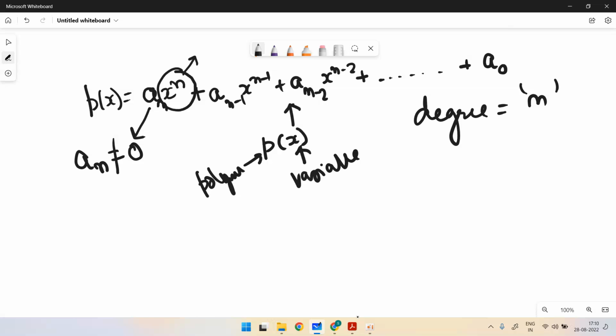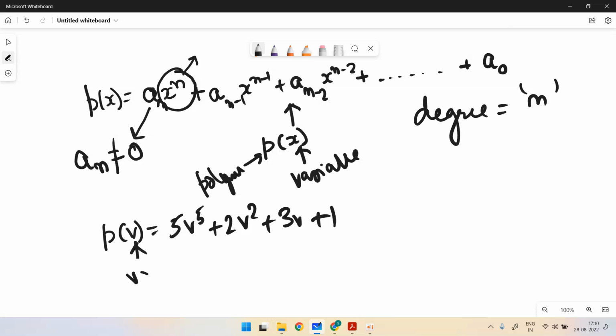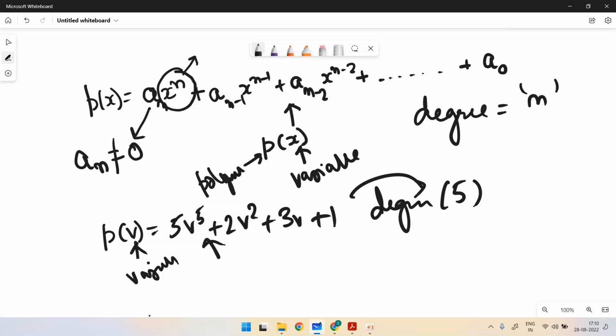Now it doesn't mean that every polynomial will have x only. This can also be p of v. Suppose it's 5v^5 + 2v^2 + 3v + 1. So here this is a polynomial of variable v, and the degree is the maximum power of v, which is 5. The degree of this polynomial is 5.